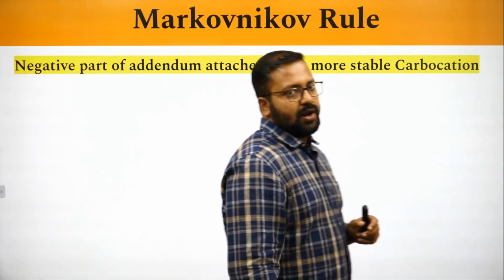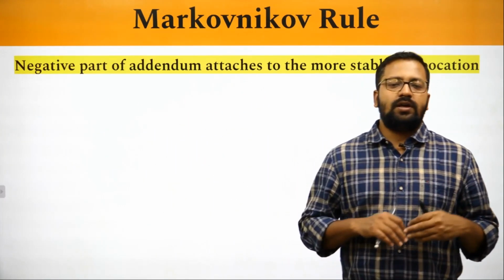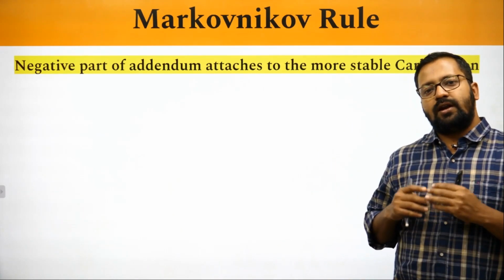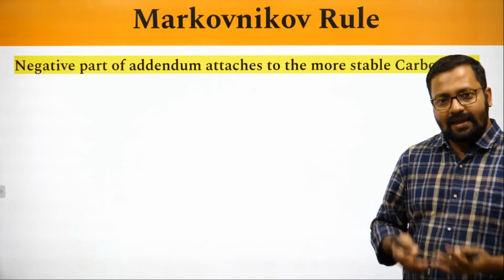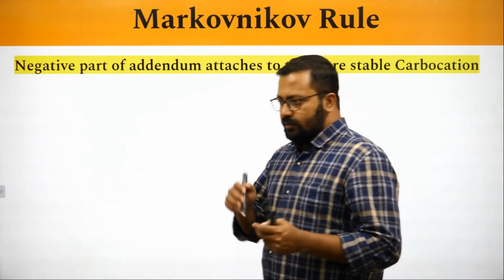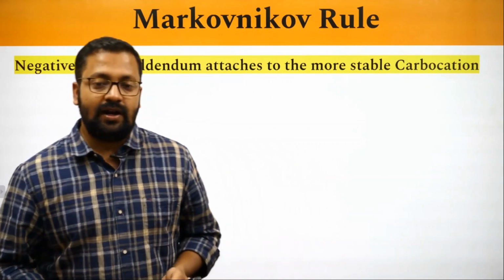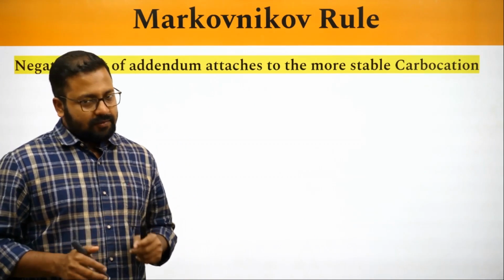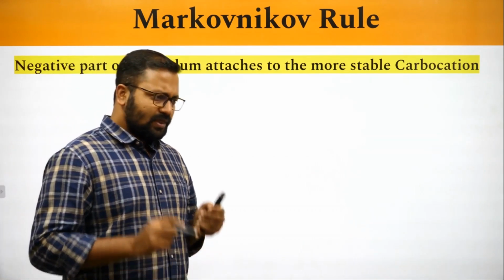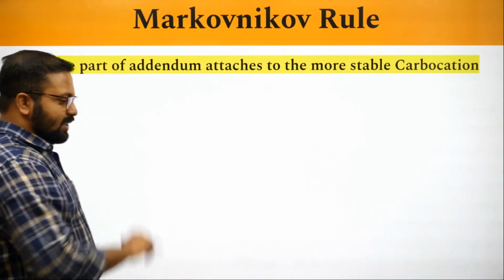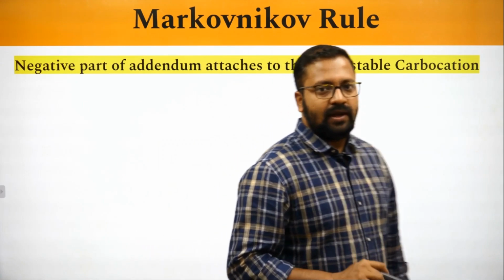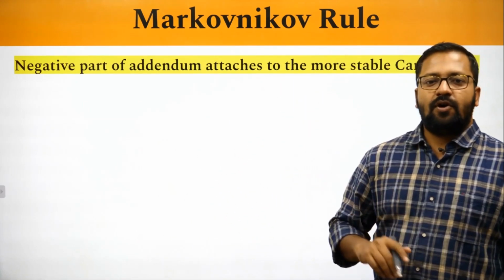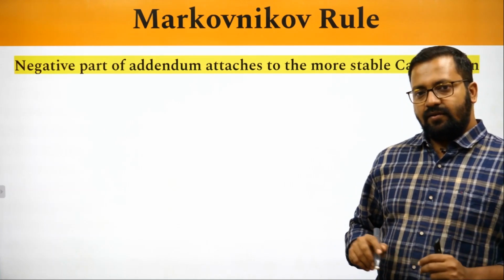The next concept is Markovnikov's rule. Markovnikov's rule is a very easy rule. It is something that you learn in organic chemistry, in alkenes, in the addition reaction. It is generally studied when an HX type of molecule reacts with an alkene. So what is Markovnikov's rule? The Markovnikov rule suggests that the negative part of the addendum attaches itself to the carbon atom which can form a more stable carbocation. What does this mean?